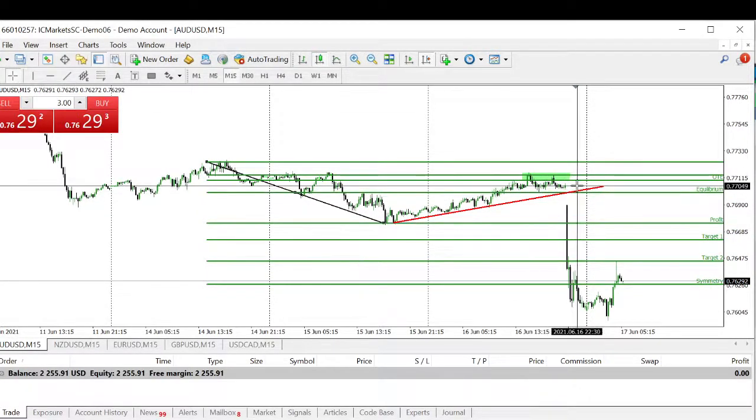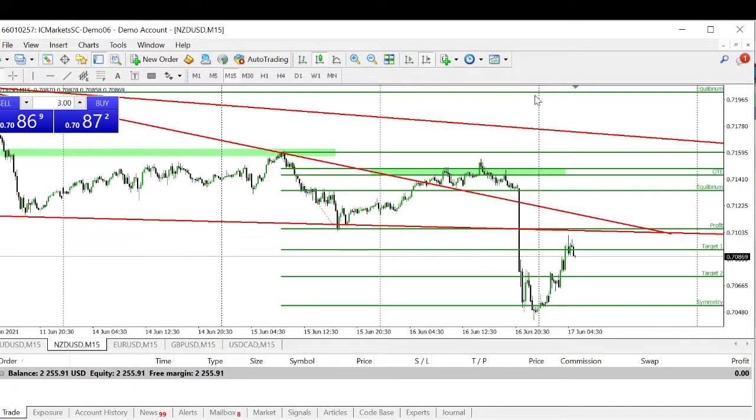FOMC is very strong, and as you can see, it went around 100 pips for AUD USD, and NZD USD, the same thing happened. It went for around 90 pips, so it was going for this optimal trade entry zone.